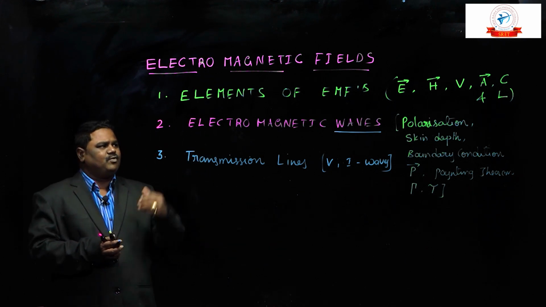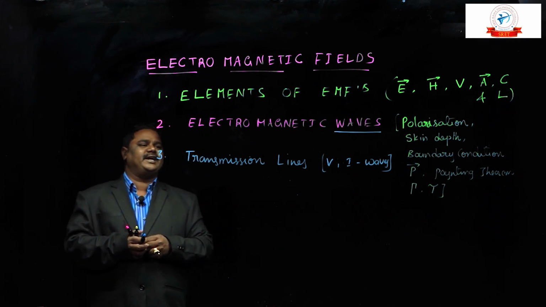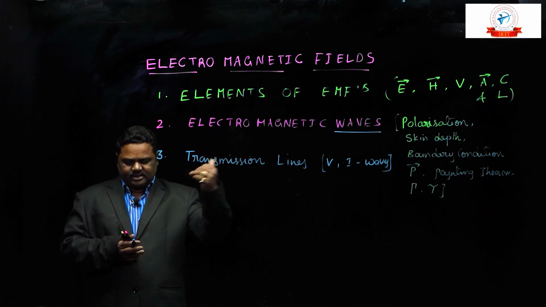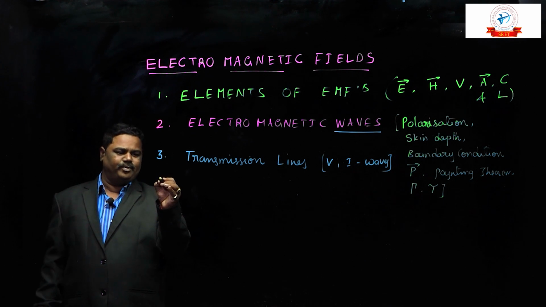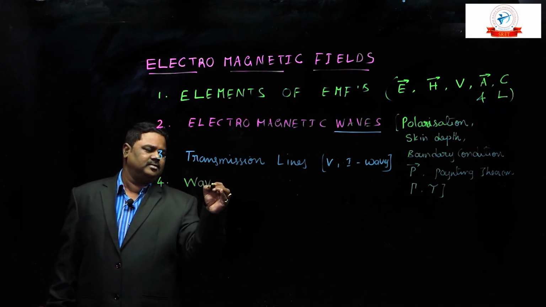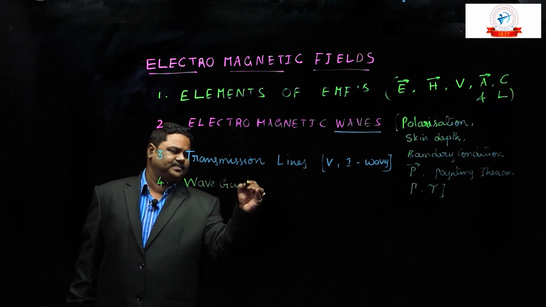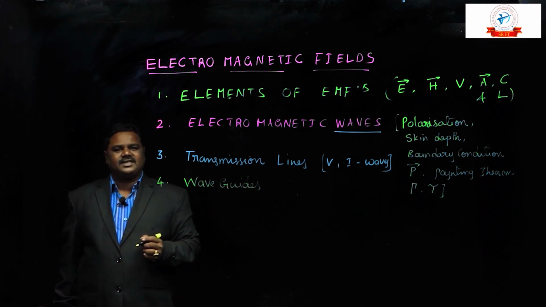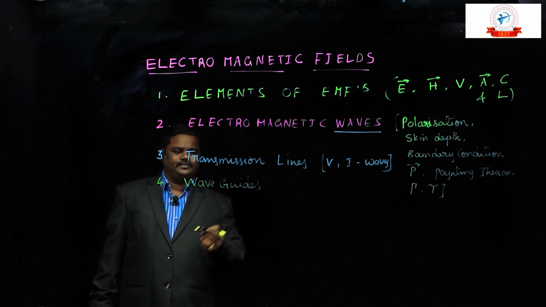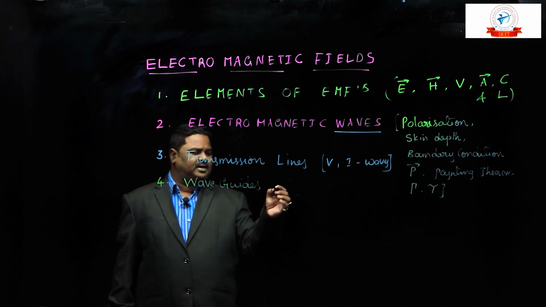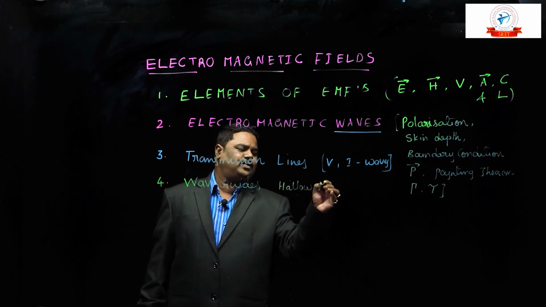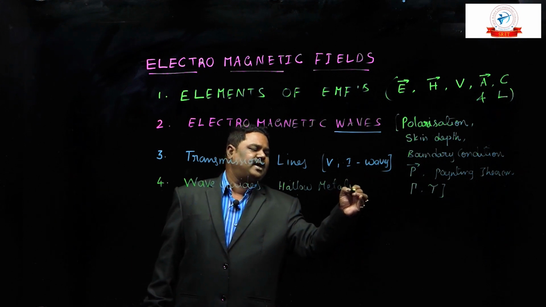Once we understand waves propagating in free space and waves traveling in a medium called transmission lines, then we go for another very important medium called waveguides. Waveguides is another medium which will guide the waves from source to load. Waveguides are nothing but hollow metallic pipes.